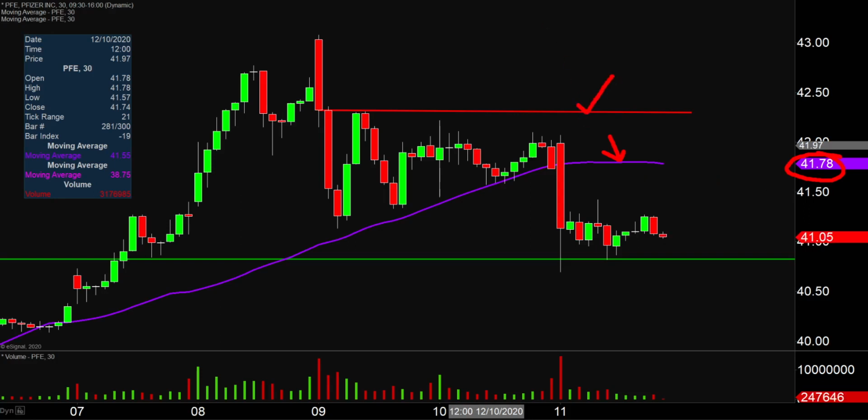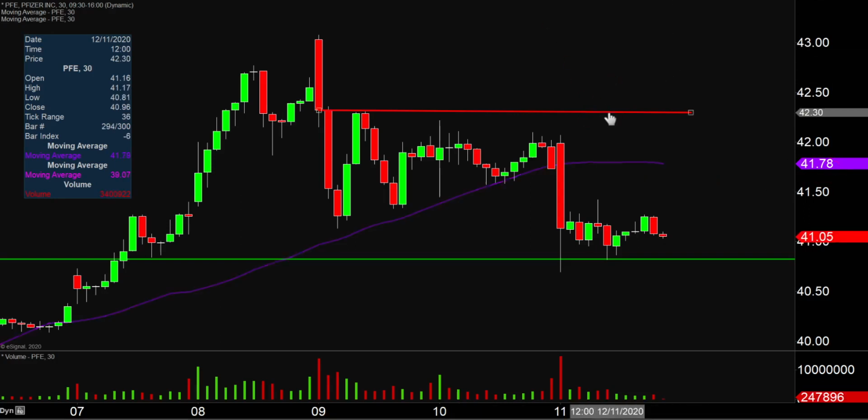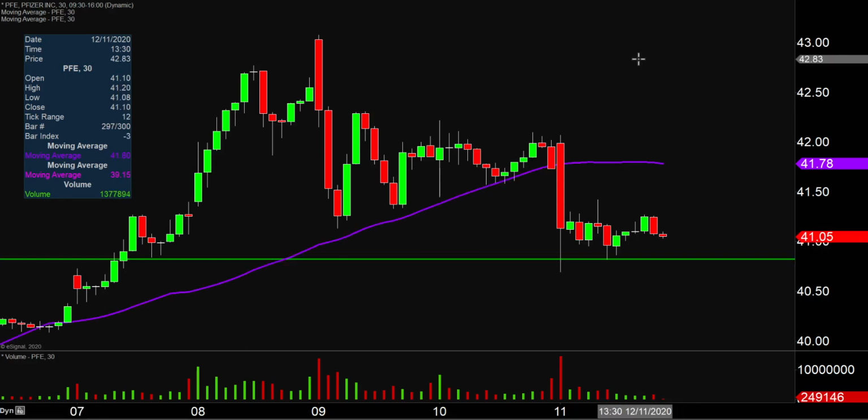In fact, I'm just going to go ahead and get rid of that line for now. That way we don't have a bunch of clutter and confusion everywhere, and we'll just focus on these two key levels. Really apply the KISS method here. Keep it simple, stupid. So as far as supports, $40.80, and then as far as resistance levels, that 50 period moving average up there right around 41.75. So let's see how this one continues to play out next week.